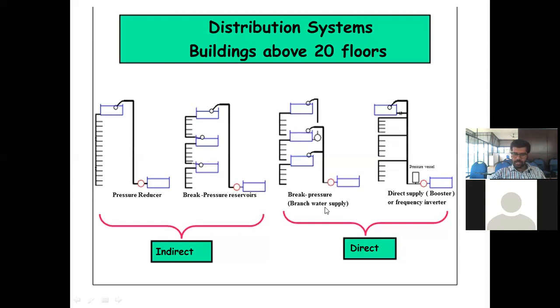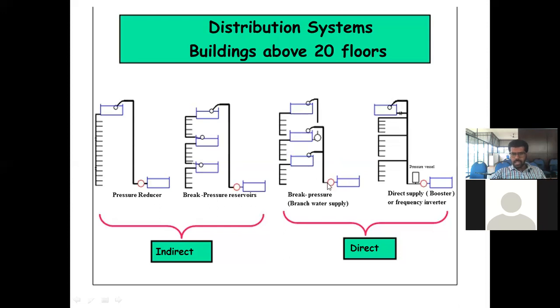Now another system is a direct one, where it is not pumped directly to the overhead tank. This is also a break pressure system, a branch water supply. So from the tank, it is directly pumped into the three tanks. Okay, there is a connection here also. From there, it is given individually.